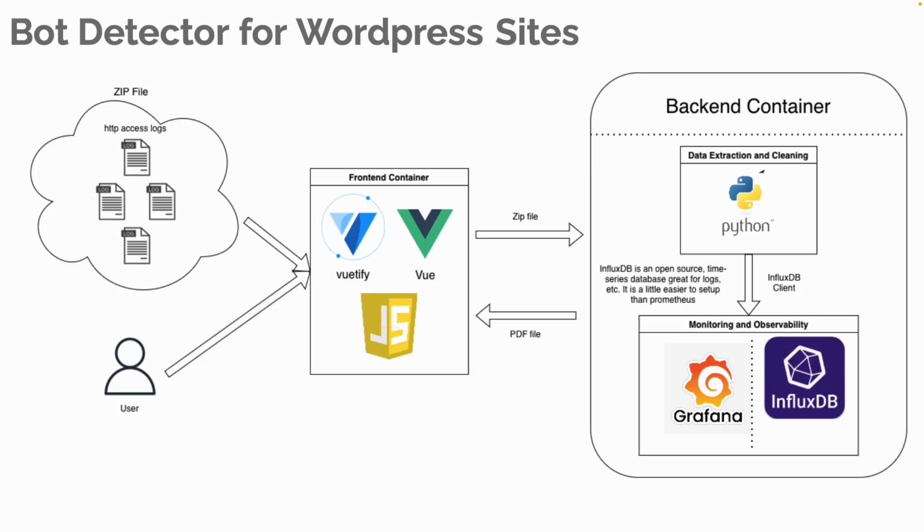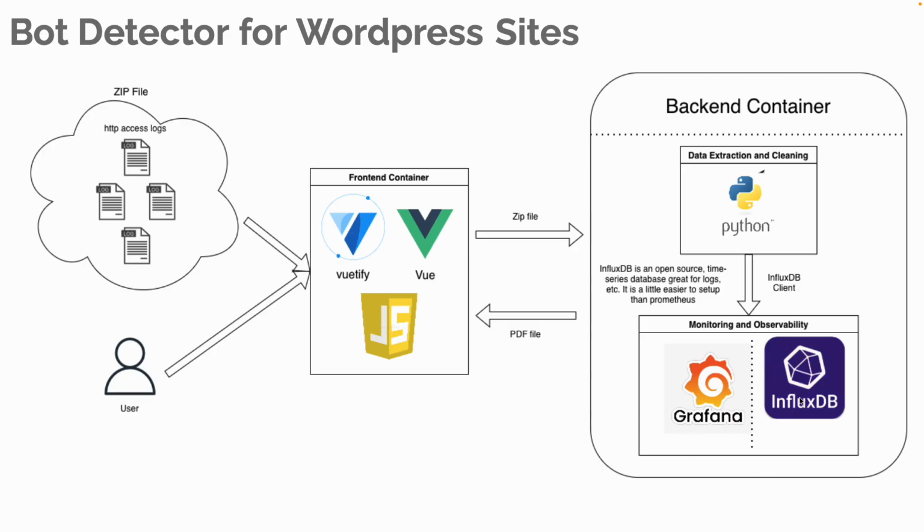So, basically we could get all of the information we need out of the HTTP access logs. Those are available via WordPress. Grab your HTTP access logs for a range of time, and you put them in a zip file. You give them to our front end container. It's a front end that's written in Vue and Vuetify with JavaScript. It sends the zip file over to a backend container that has Python running in it.